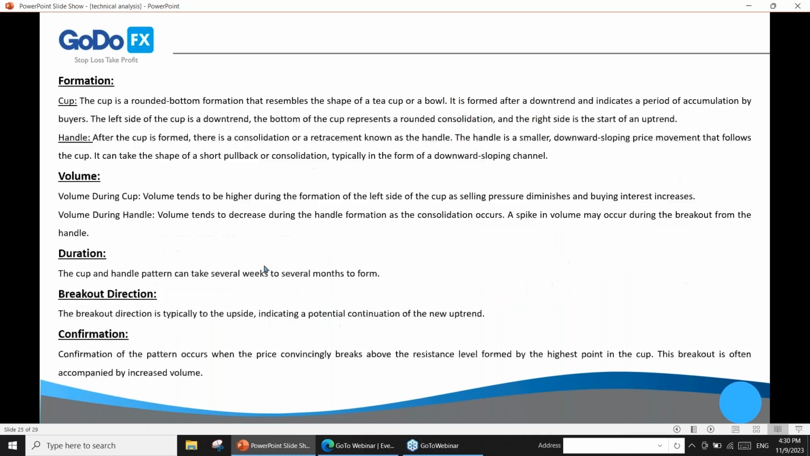Okay, so here are the key characteristics of it. The cup is a rounded bottom formation that resembles the shape of a teacup or a bowl. So it is formed after a downtrend and indicates a period of accumulation by buyers. The left side of the cup is a downtrend. The bottom of the cup represents a rounded consolidation, and the right side is the start of an uptrend.